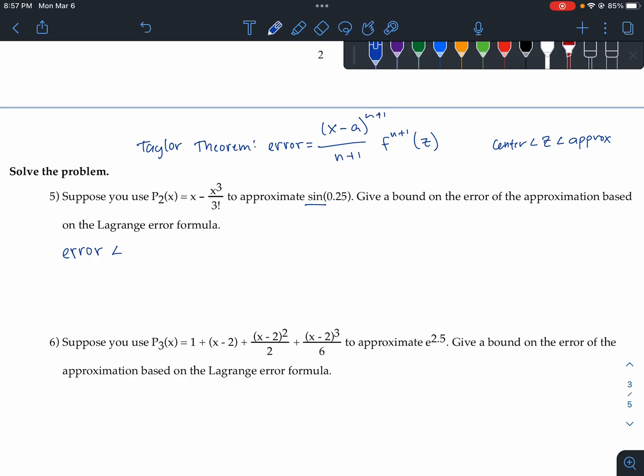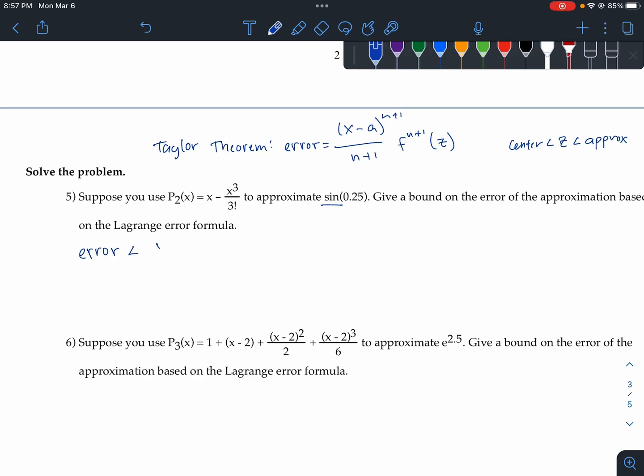Oh, we'll talk about that in a second. It has to be less than the absolute value of x minus a to the n plus 1 over n plus 1 factorial, and then times the absolute value of the maximum of the n plus 1 derivative at z. And this value of z, again, is between here, but we're going to use the center or the approximation in order to maximize this.